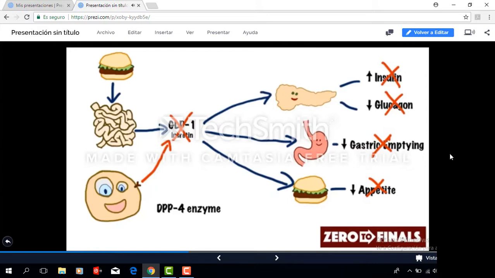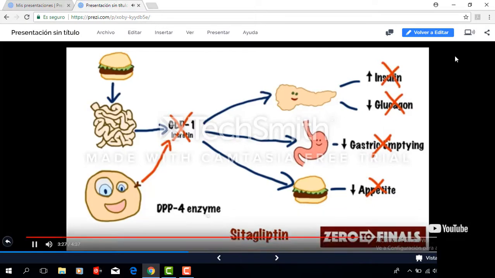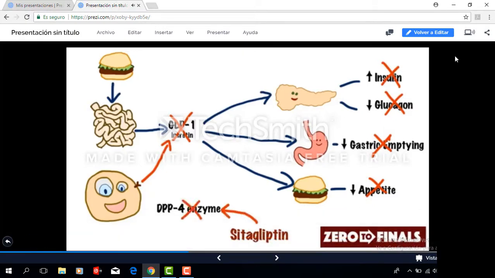Okay, so what can we do about this annoying little enzyme that stops all these good things happening? Well, we can give them something called sitagliptin. And there's various other types of gliptins out on the market, and I'm sure you'll come across them. But what these drugs are is DPP-4 enzyme inhibitors. So they essentially block the action of the DPP-4 enzyme and allow all of these good things to happen.